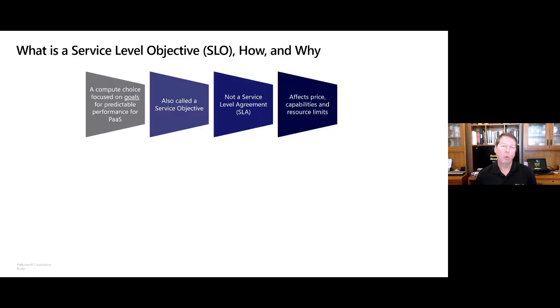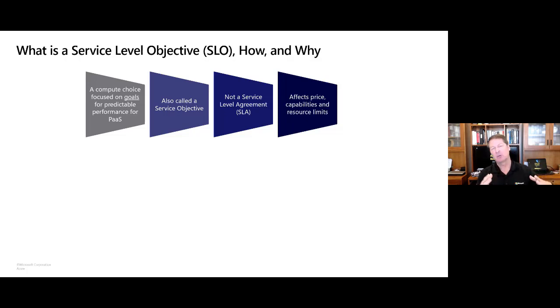So number one, what a service level objective is: it's a compute choice you're going to make for goals for predictable performance for platform as a service. We also call this a service objective. Now, it's not a service level agreement. That is something like a contract with Microsoft or Azure for availability purposes, where if we don't meet certain agreements that you've set up based on your configuration choices, we have actually Azure credits. Now, your service level objective choice, though, can actually impact what that SLA will look like.